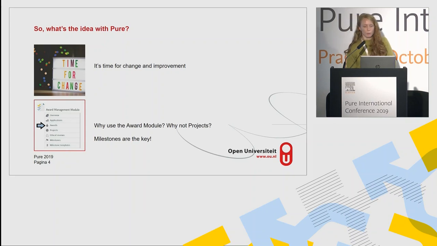So what's the idea with Pure? I'll give a little bit of background here because Pure was purchased as the core system for quality control in research. At the OU, it was implemented in 2018, so it's indeed still quite new. We're exploring new modules and how to deal with them. Jos has been working for many years to try and get this implemented within our organization, so it's finally happened, and we're very happy with that. It offers us a lot of opportunities.